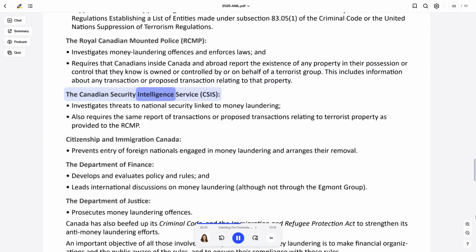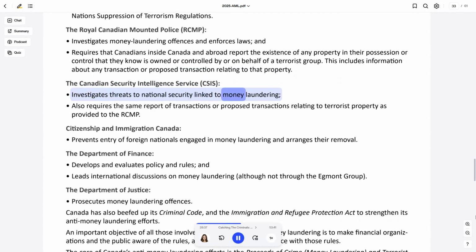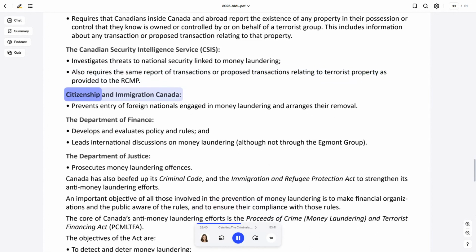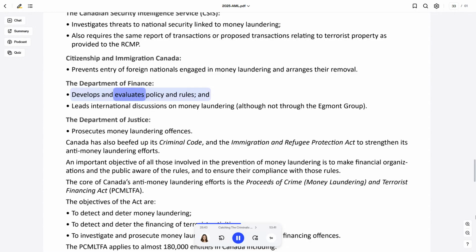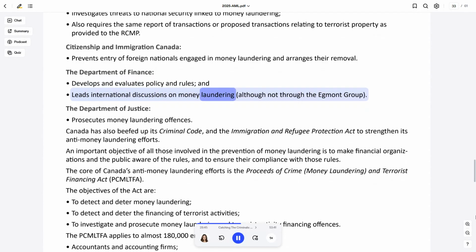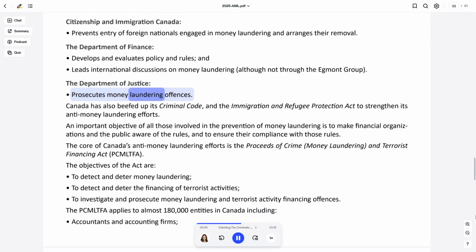The Canadian Security Intelligence Service, CSIS, investigates threats to national security linked to money laundering, and also requires the same report of transactions or proposed transactions relating to terrorist property as provided to the RCMP. Citizenship and Immigration Canada prevents entry of foreign nationals engaged in money laundering and arranges their removal. The Department of Finance develops and evaluates policy and rules and leads international discussions on money laundering, although not through the Egmont Group. The Department of Justice prosecutes money laundering offenses.